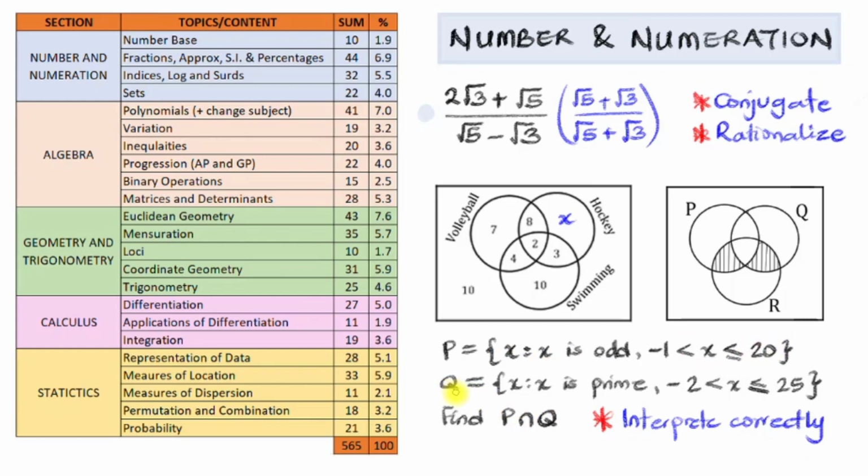And then look at this. They also gave you that Q is prime, and Q is between minus 2 and 25 inclusive. Then you should be able to get those elements in Q and in P out. Then you can find the intersection as appropriate. Okay, so those are the topics that are featured under number and numeration. And once you are actually good with that, we can move to Algebra.